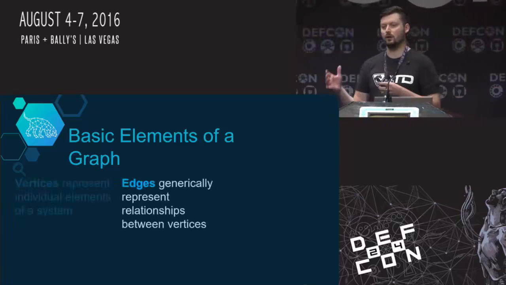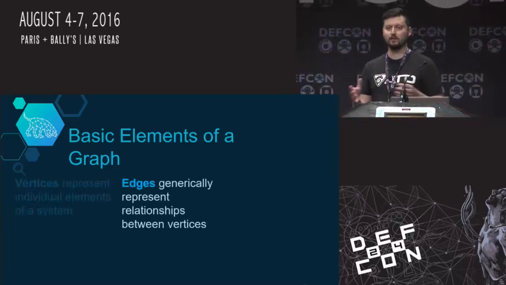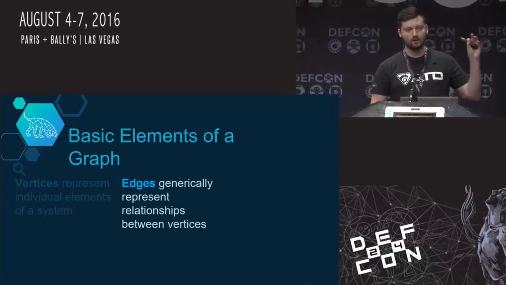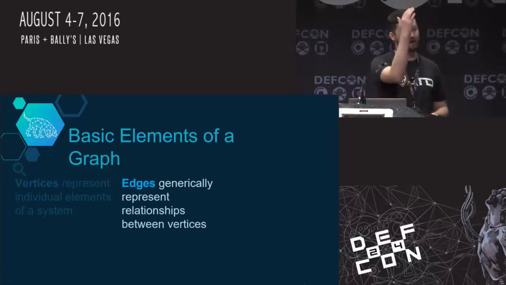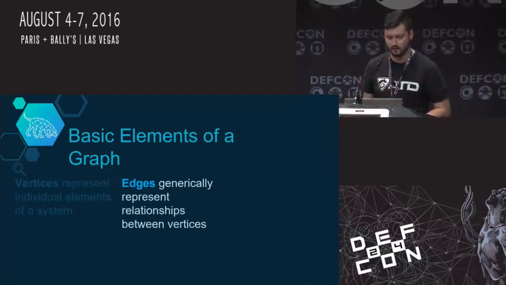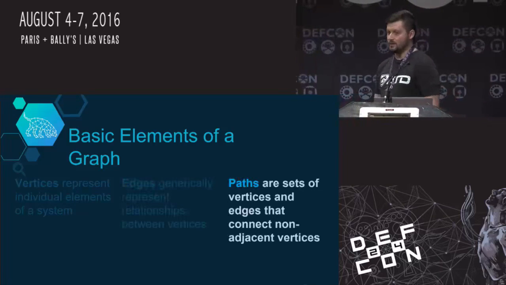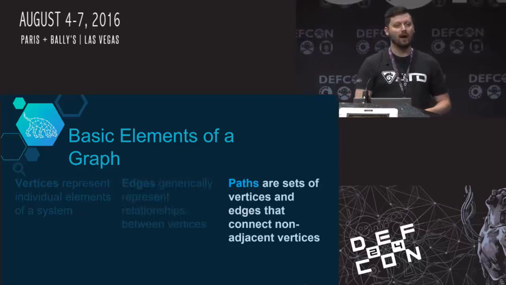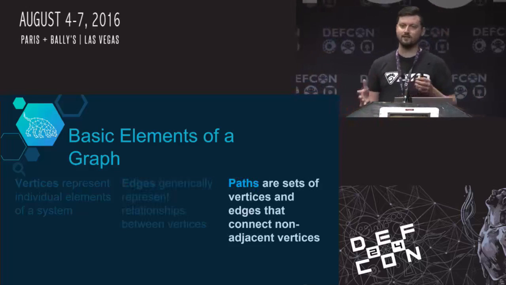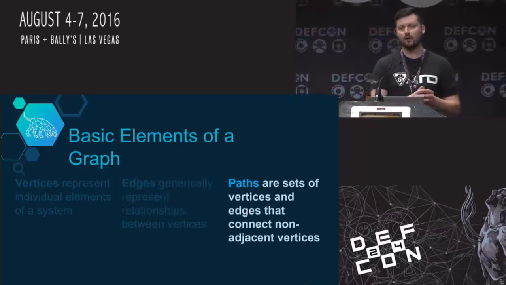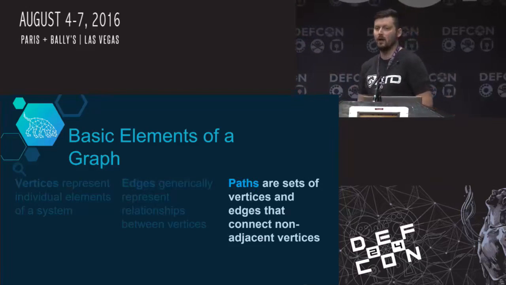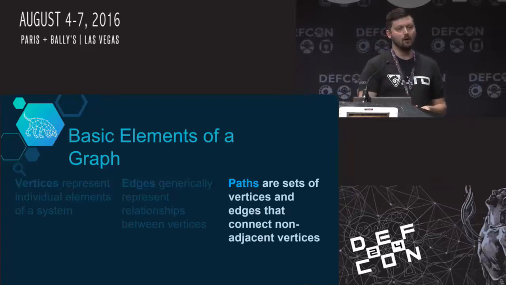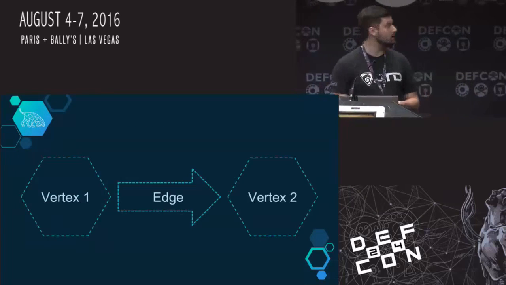Edges are used to represent relationships between these vertices. If Seattle, Washington is a vertex and Portland, Oregon is a vertex, then Interstate 5 could be thought of as an edge that connects those two cities. Finally, paths, the most crucial part of graphs. Paths are used to connect otherwise disparate nodes, regardless of how far away they are from each other. This is where the key difference between a graph and a relational database comes into play, which we'll talk about later. Here's a visual way to look at the same thing.